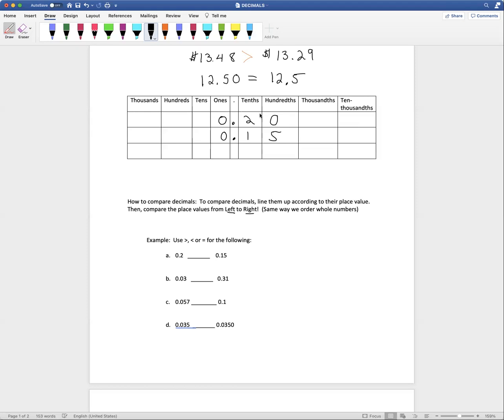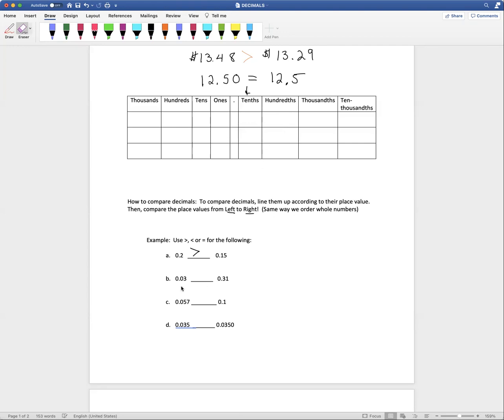Now remember, we can also tack a 0 in there. And so if you really look at these numbers, it's like you're comparing the numbers 20 and 15. And we all know that 20 is bigger than 15. If you think about it in terms of money in your pocket, here you have 20 cents, here you have 15 cents, and 20 cents is more than 15 cents. So because we have 2 tenths here and 1 tenth here, we know that 2 tenths is bigger than 15 hundredths.